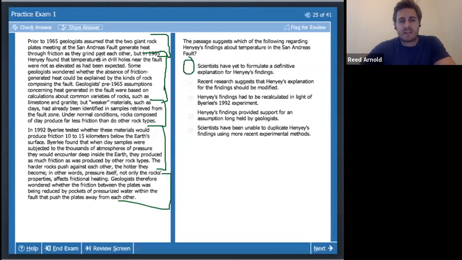And so we have Henley's findings that say this temperature is not as hot as we expected. And we have a hypothesis of maybe why, but that hypothesis doesn't end up being true. Okay, and then there's another hypothesis given. So what does this passage say regarding Henley's findings? It's very tempting to say, it's easy to say, oh, well, we need to throw out the finding. It's wrong. Okay.